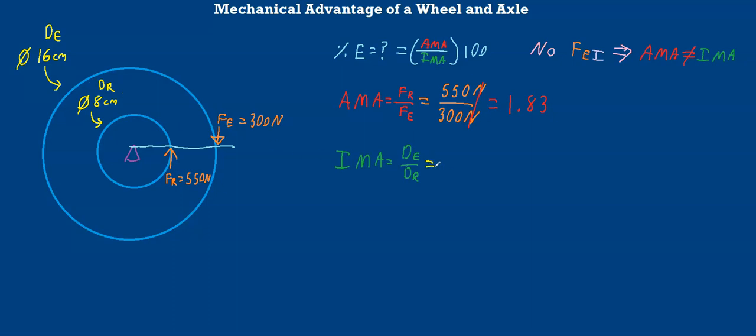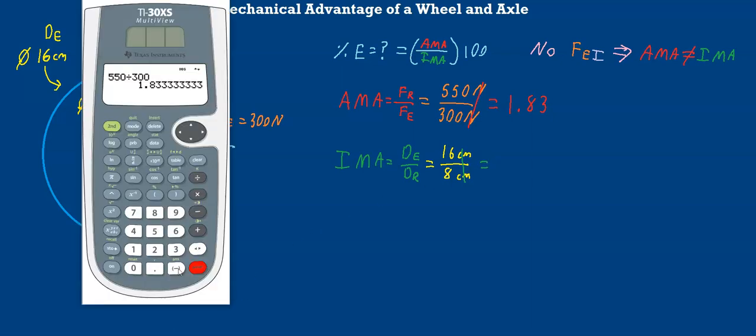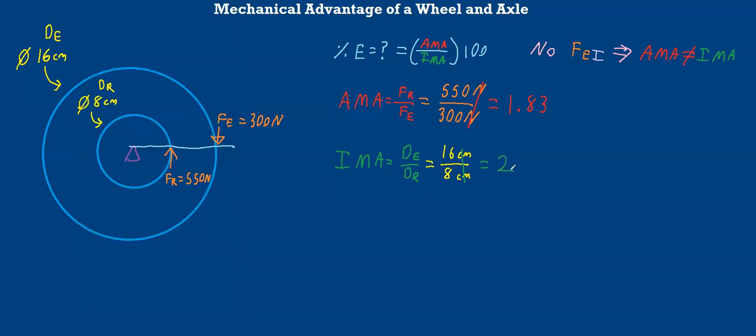And so for our distance effort on top, we'll write 16 centimeters, and on bottom, we'll go ahead and write 8 centimeters. And of course, centimeters cancels out, and hopefully you don't need a calculator for this, but just in case, 16 divided by 8 is just, of course, 2. And so we get an IMA of 2, and of course our AMA is supposed to be smaller than our IMA. That is the laws of physics, and remember, you're not allowed to break the laws of physics in your engineering classroom. But with that, let's go ahead and solve for our percent efficiency.